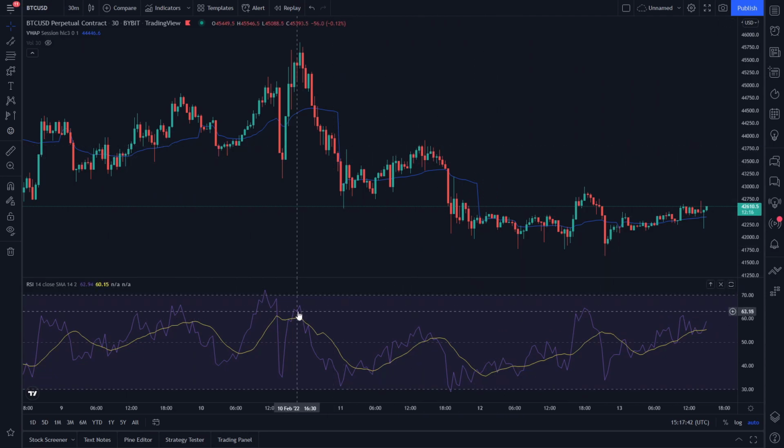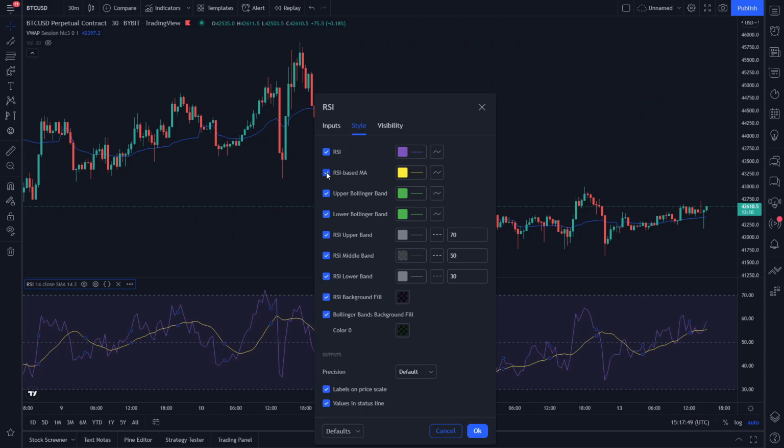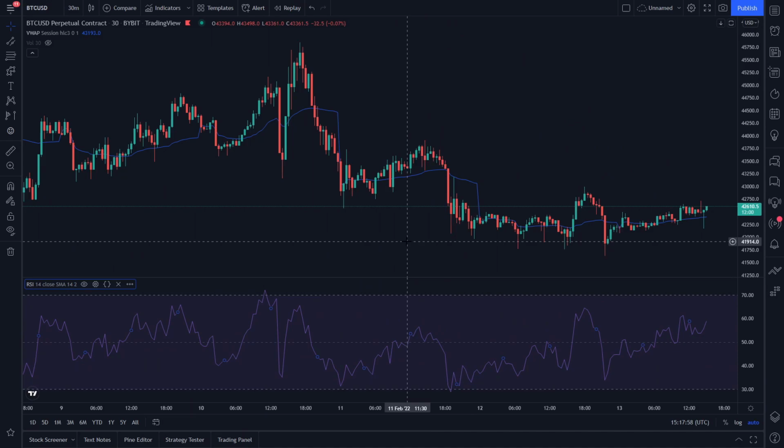As you have loaded your RSI indicator on TradingView, you can double click on any of these lines, go to the style and disable the RSI based MA line. I'm disabling it just because we won't use it today.